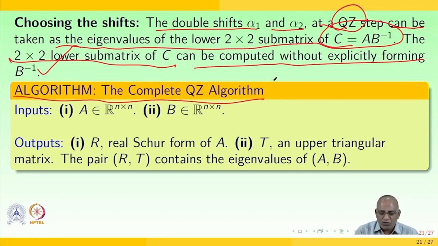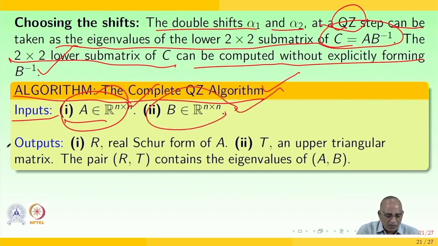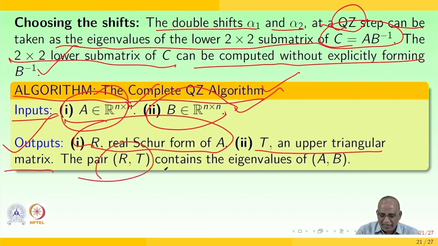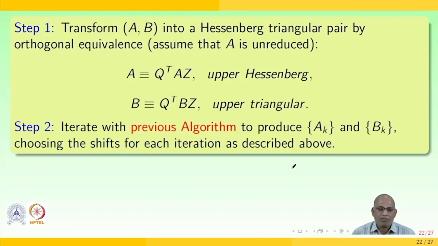The complete QZ algorithm: input is A belongs to R of n by n, and B belongs to R of n by n. So what is the output you expect? A real Schur form of A, and T an upper triangular matrix; the pair R, T contains the eigenvalues of the matrix pair A, B. So what is step one we will do?